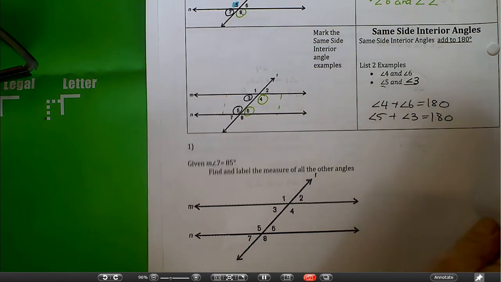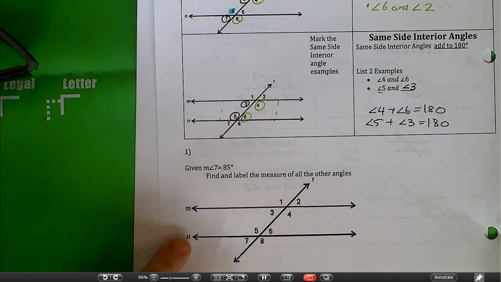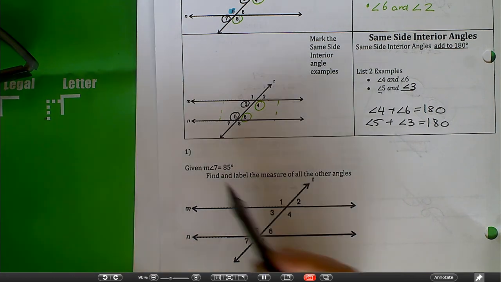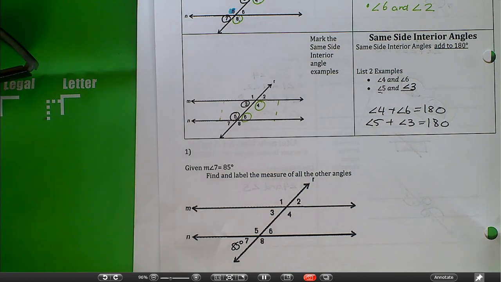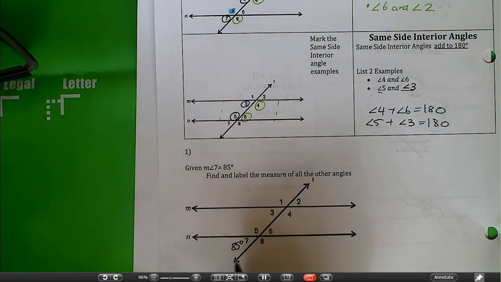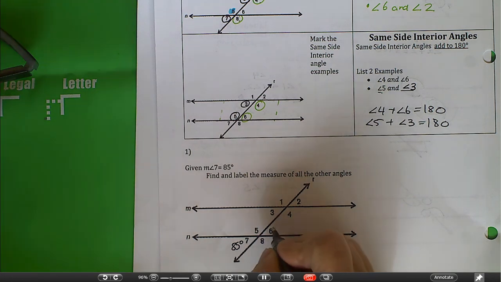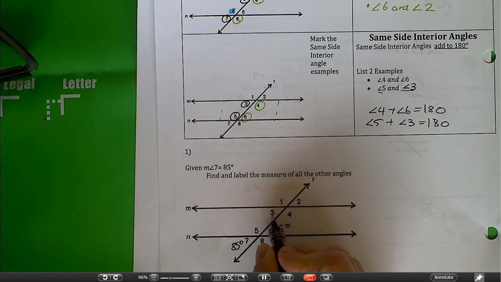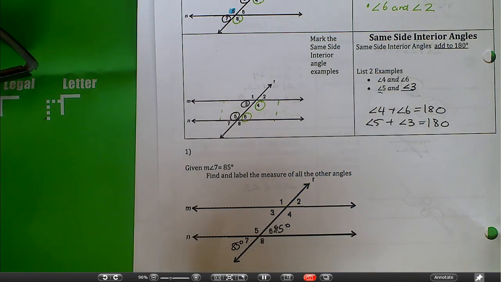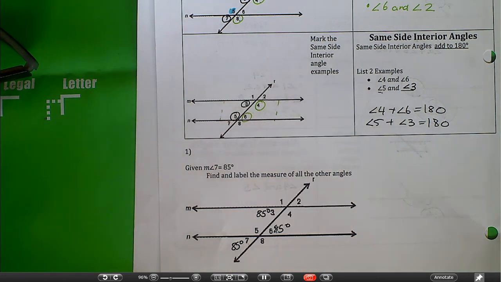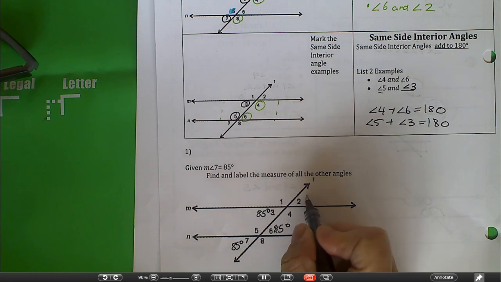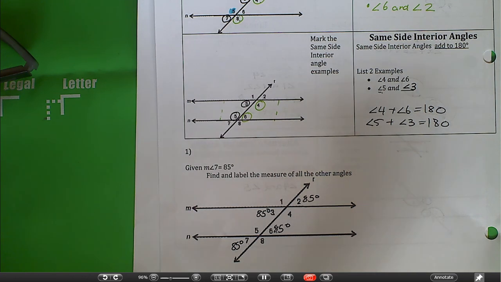Next, question 1. We are going to fill it in. Angle 7 is 85 degrees. So I want to fill in everything that's 85 degrees. These two are vertical, so it's 85. And 7 corresponds to 3, because if you moved it up, that's where it would fall. They're both below the line. It's 85 degrees. And we have a vertical angle, 85 degrees.